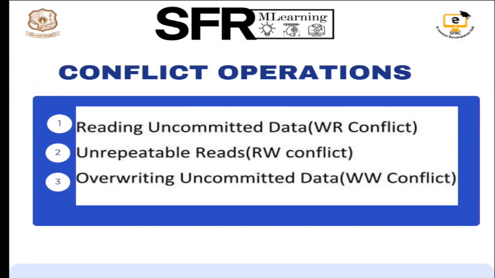Next, let's see the conflict operations. There are three types of conflict operations. The first one is reading uncommitted data, that means write-read conflict. The second one is unrepeatable reads, that means read-write conflict. The third one is overwriting uncommitted data, that means write-write conflict.